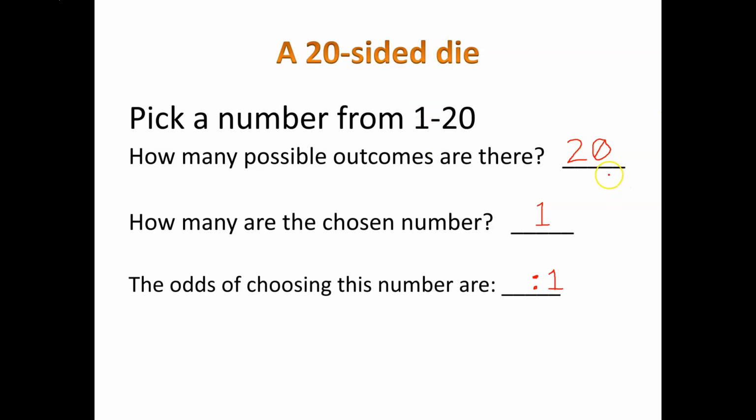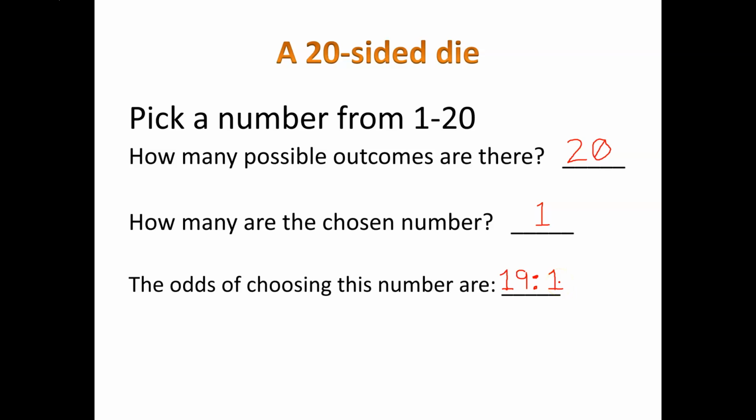So if there's 20 possible outcomes, one of them wins. In this case, if we roll an 11, what does that leave us that are losers? That would be 19. Because if we roll an 11, we win. If we roll anything else, 1, 2, 3, 4, 5, 6, 7, 8, 9, 10, 12, 13, 14, 15, 16, 17, 18, 19, or 20, we lose. There are 19 losers and 1 winner.